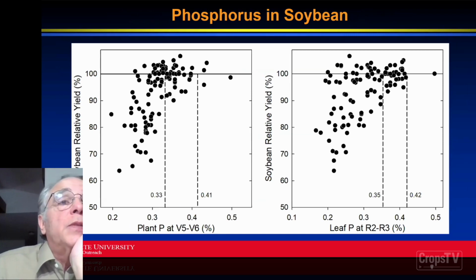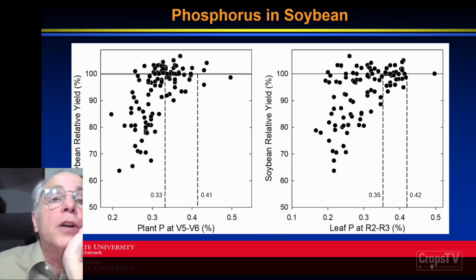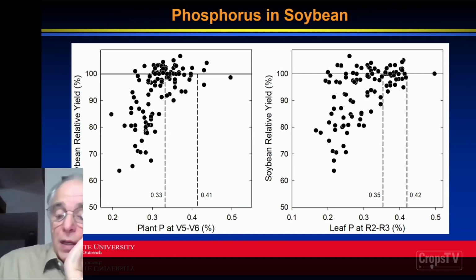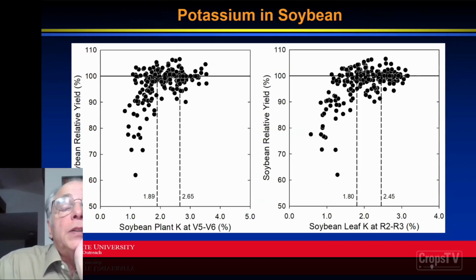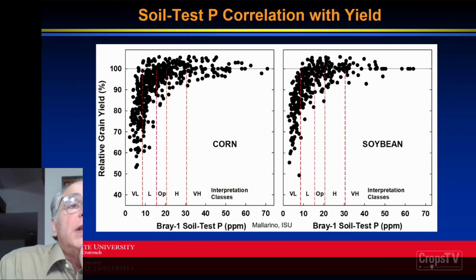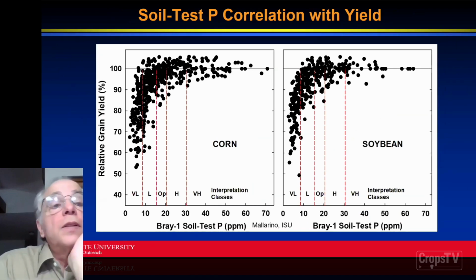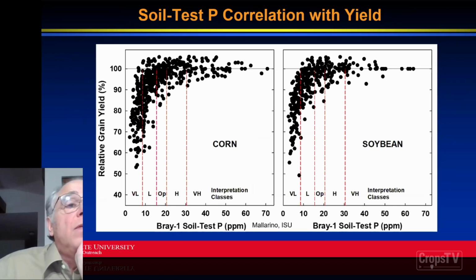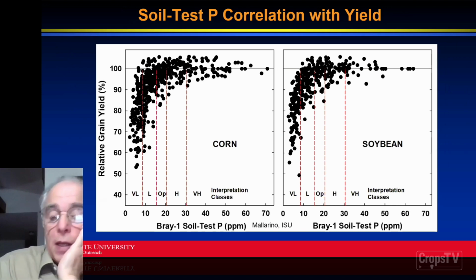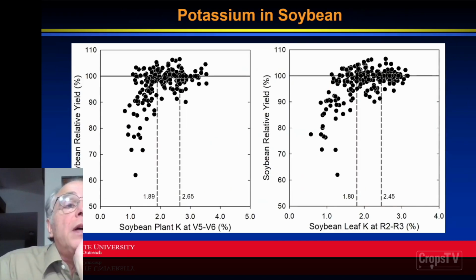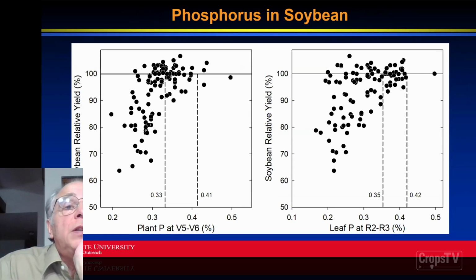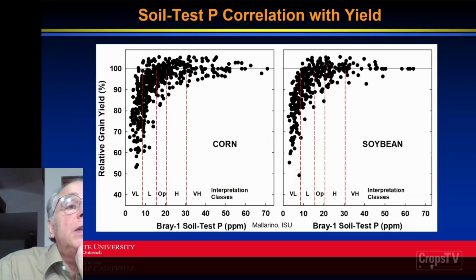Now, note the dispersion of points, because of course ideally we should have a curve with all points aligned in one curve, but that's not the case. This is what we have with phosphorus, and this is potassium in soybean. Now, look at soil test. I just put some of the correlations that I have been showing for years for corn and soybean, see? So then you can say, okay, is tissue testing better than soil testing? No. In fact, maybe worse.